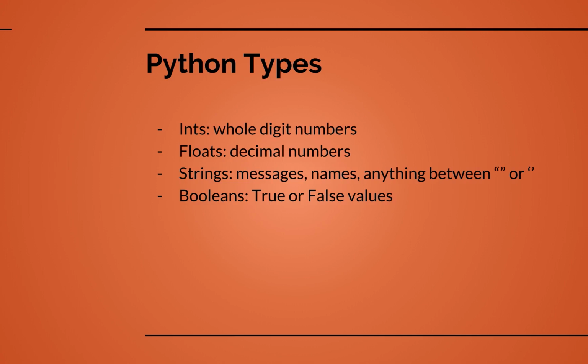There are also strings, which are text data. So this could be messages or names, notifications, anything that will store some kind of text data. And we put these between double or single quotes. So we can use either in Python. There's no notion of characters versus strings that you might see in some other languages.